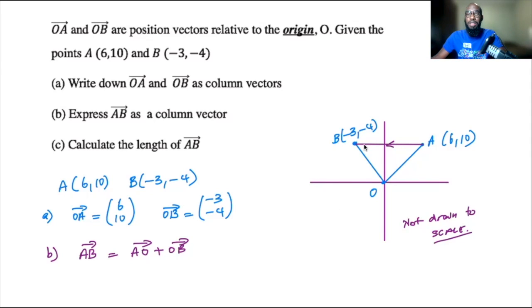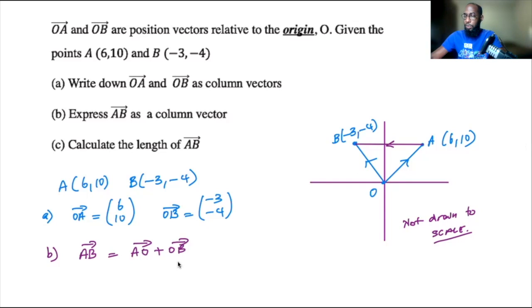Now you don't need a diagram. All you need to know is that if it's position vectors, you deal with the origin. AB is equal to A to the origin plus the origin to B. Another thing to note is OA is (6, 10), the direction of the arrow, O to A. So A to O, the opposite direction, you change the signs: (-6, -10). Same with OB, which is (-3, -4). If you deal with BO, it will be (3, 4). It's the opposite direction, so you change the sign.